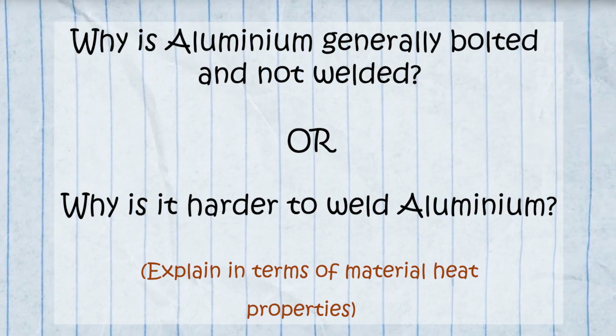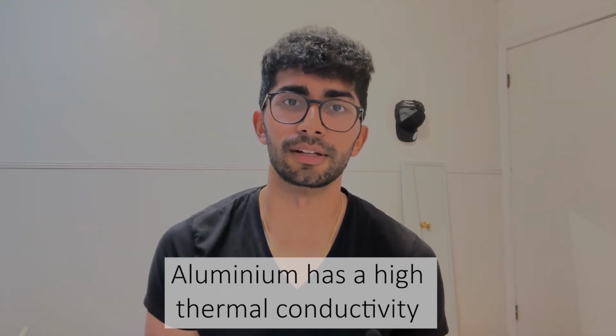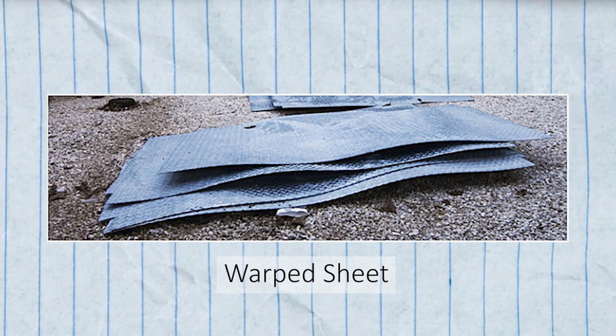So here's a question I was asked during the interview. Why is aluminum bolted and not welded? Well, the answer is twofold. Aluminum tends to have a pretty high thermal conductivity, which means that it absorbs heat and dissipates it pretty quickly. So let's say you were to weld a side of aluminum. What aluminum would do in this case, let's say it was a part, is absorb that heat and dissipate it across the surface, ultimately distorting it or warping it or even causing curls to occur on the sides.